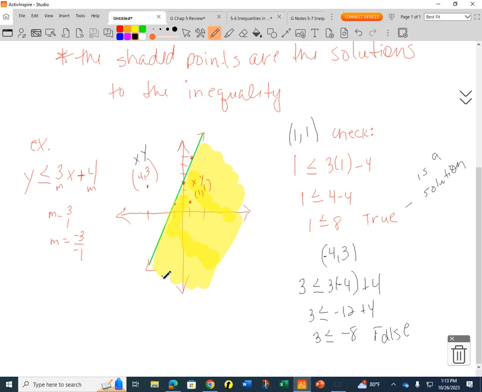So I'm going to tell you how do you know which side to shade. And there's another thing I didn't tell you, which is sometimes these lines can be dotted lines. So sometimes they're dotted, sometimes they're solid. And I'm going to tell you which times you should use a dotted line.